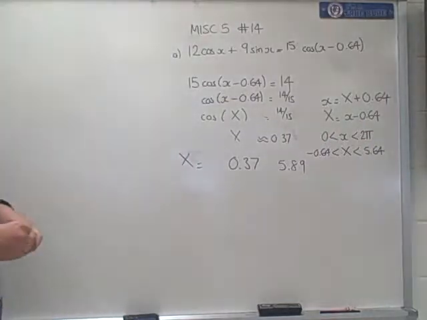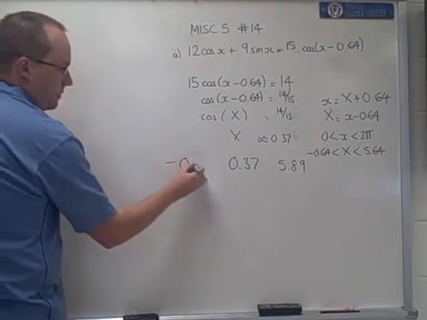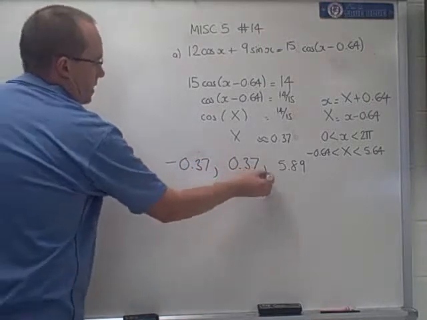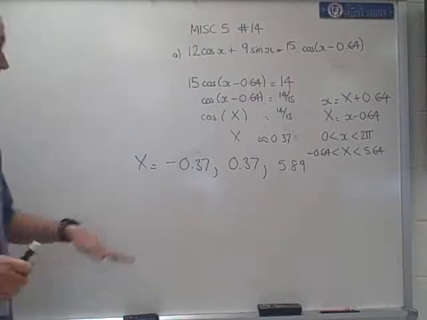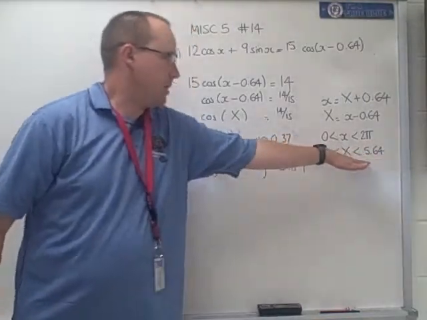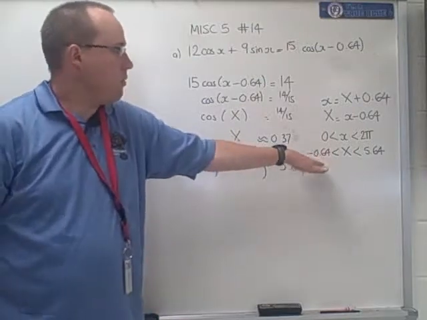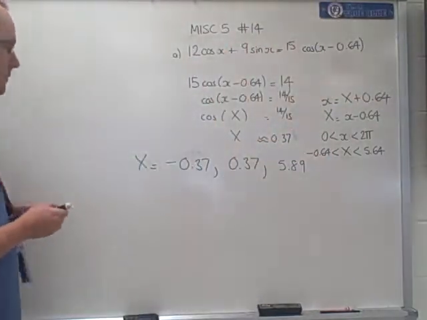Now, with cosine being symmetric, that means that as well as 0.37 being a solution, negative 0.37 is also a solution to this question. Now, some people eliminate that one because it's negative, but that's okay. That's all right for this one because we're only looking at capital X here. When we convert back to small x, we're going to add on 0.64 to both values.